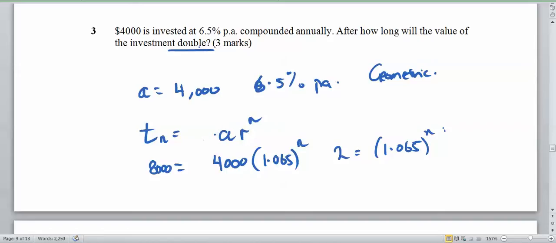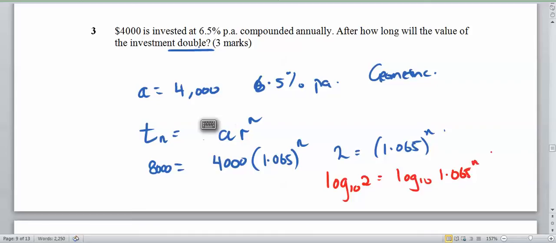Okay, so you could do a little bit of trial and error, I guess, put it in your calculator and try and estimate some value of N for which 1.065 to the power of that number is going to equal 2. But the thing is that you really need to show that mathematically. So what we're going to do is we're going to take the log of both sides. So the log base 10 of 2 is equal to the log base 10 of 1.065 to the power of N.